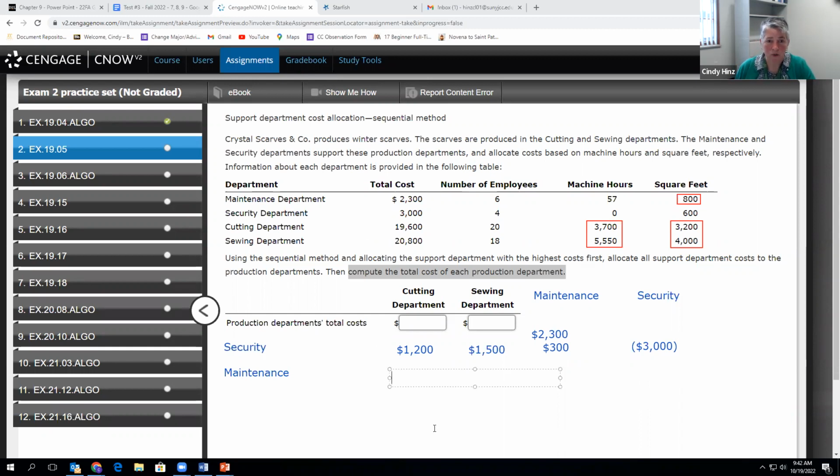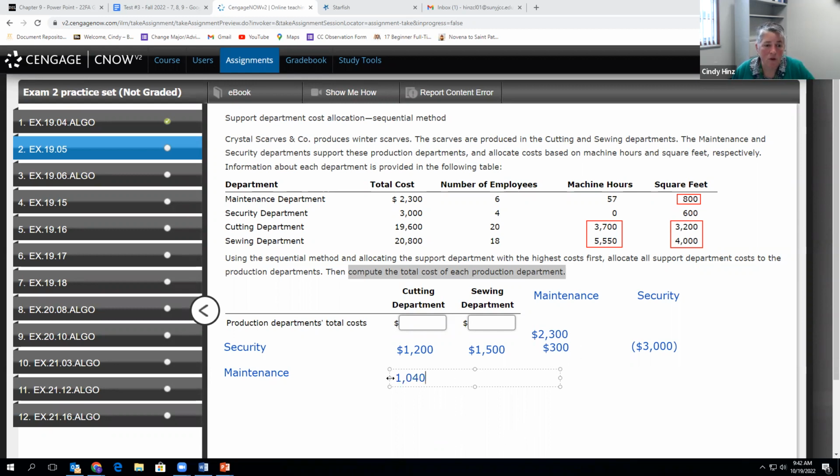And so if we add up those two machine hours that I have in the red box, 3,700 plus 5,550 is a total of 9,250 machine hours. 3,700 divided by 9,250 is 40%. 40% of the machine hours are spent on the cutting department, and so 40% of the cost of the maintenance department is going to be allocated to cutting. 40% times the 2,600 is $1,040.